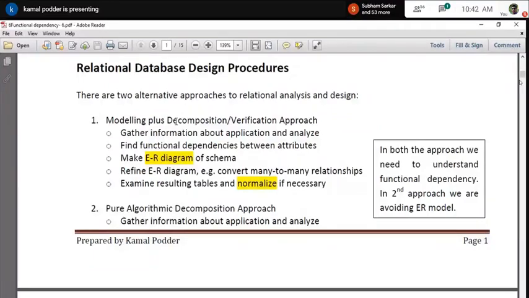I have already told you, when we discussed the ER diagram, how we are going to create the database design. First, what is the step here? Gather information about the application and analyze. When you are discussing with your user, try to capture all the information that is needed for creating the data model.